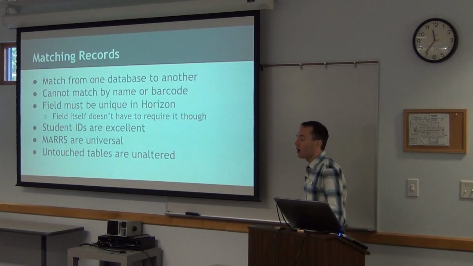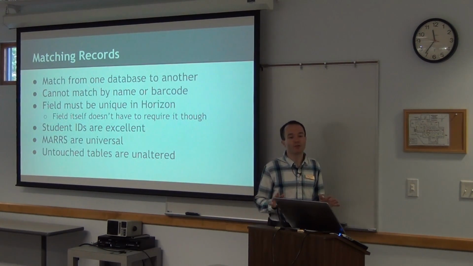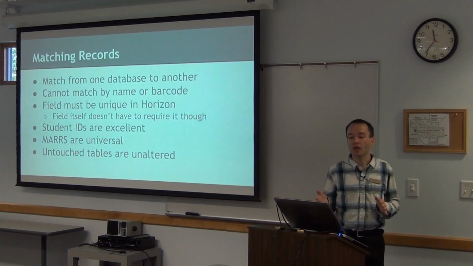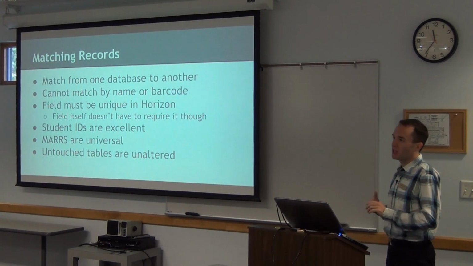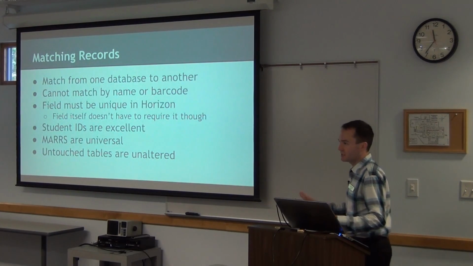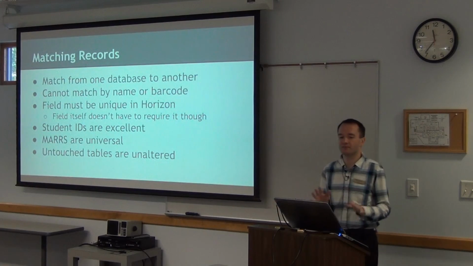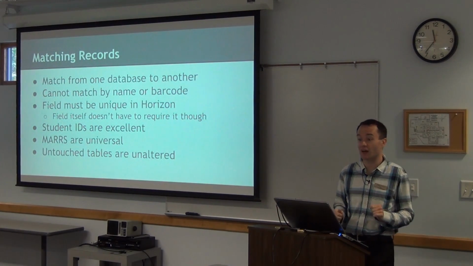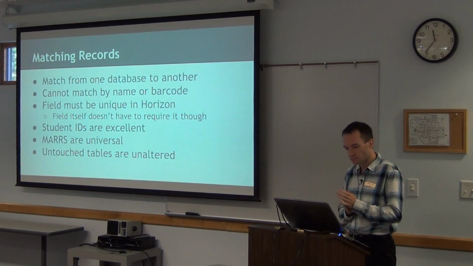Another wonderful option are MARS numbers. If you've ever worked in education in Minnesota, you know that this, or at least in the last decade or so, is the number set up by the Department of Education for students. It is unique throughout the entire state, so we don't have to worry about that. I love MARS numbers. It's difficult to add them sometimes because a lot of times you don't get them when the student comes in ad hoc to add a record.